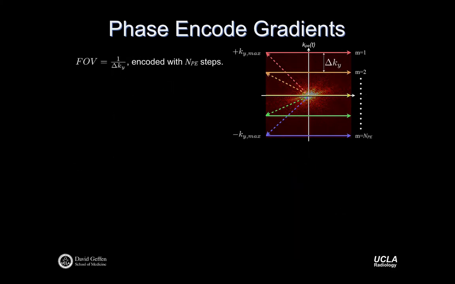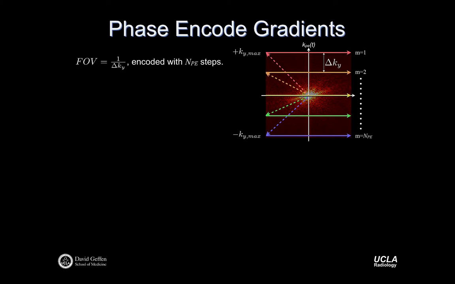One of the concepts that we alluded to but haven't gotten into the details of is where it really comes from: the idea that the field of view is just 1 over delta ky. So we know that we need a certain step size between our k lines if we're going to image a particular field of view.